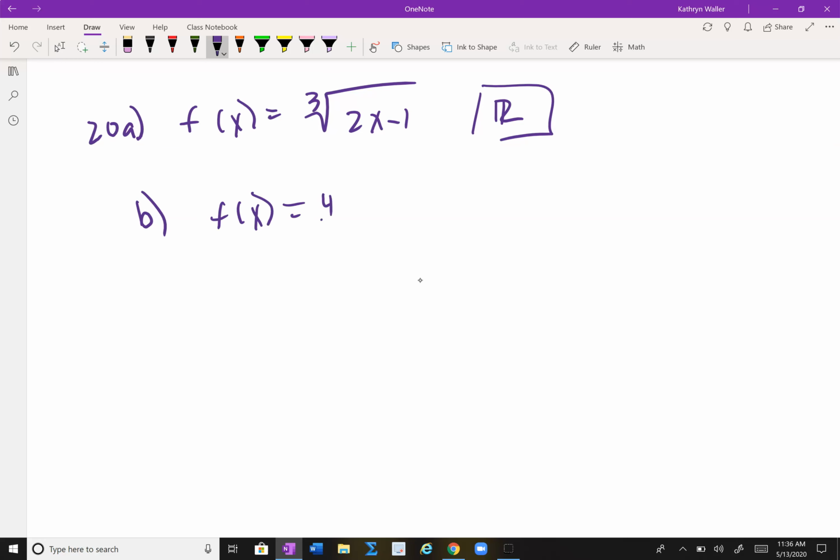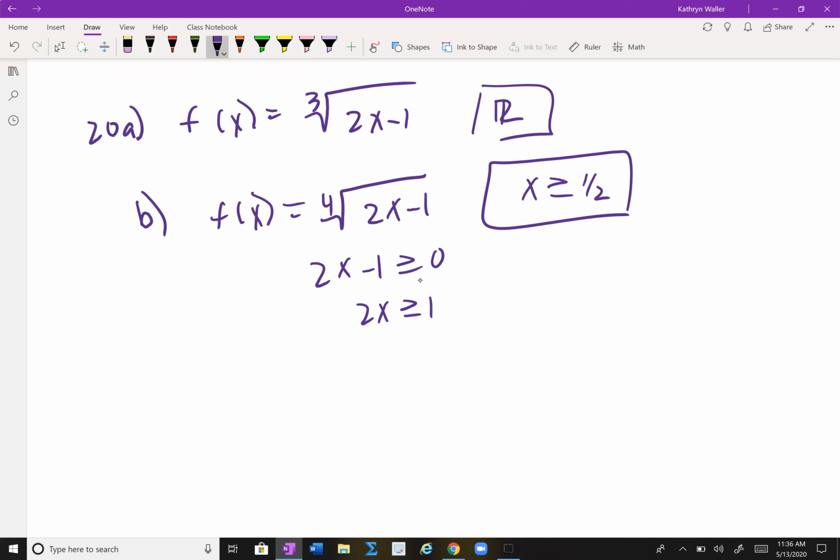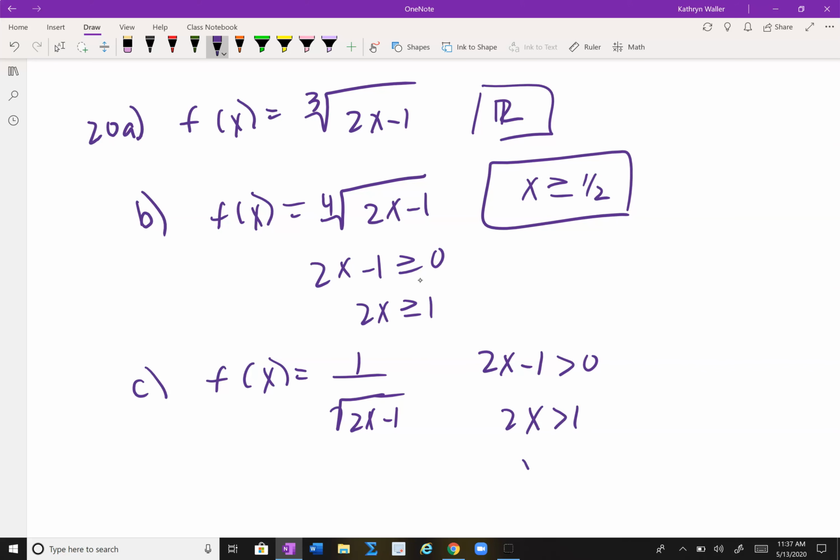raising something to the 1/4 is the 4th root. So what you're taking the root of has to be greater than or equal to 0. So 2x has to be greater than or equal to 1. Therefore, x has to be greater than or equal to 1/2. Part C, now we have an even root on the bottom. So the bottom has to be greater than 0, the inside. So 2x minus 1 has to be greater than 0. 2x is greater than 1. X is greater than 1/2.